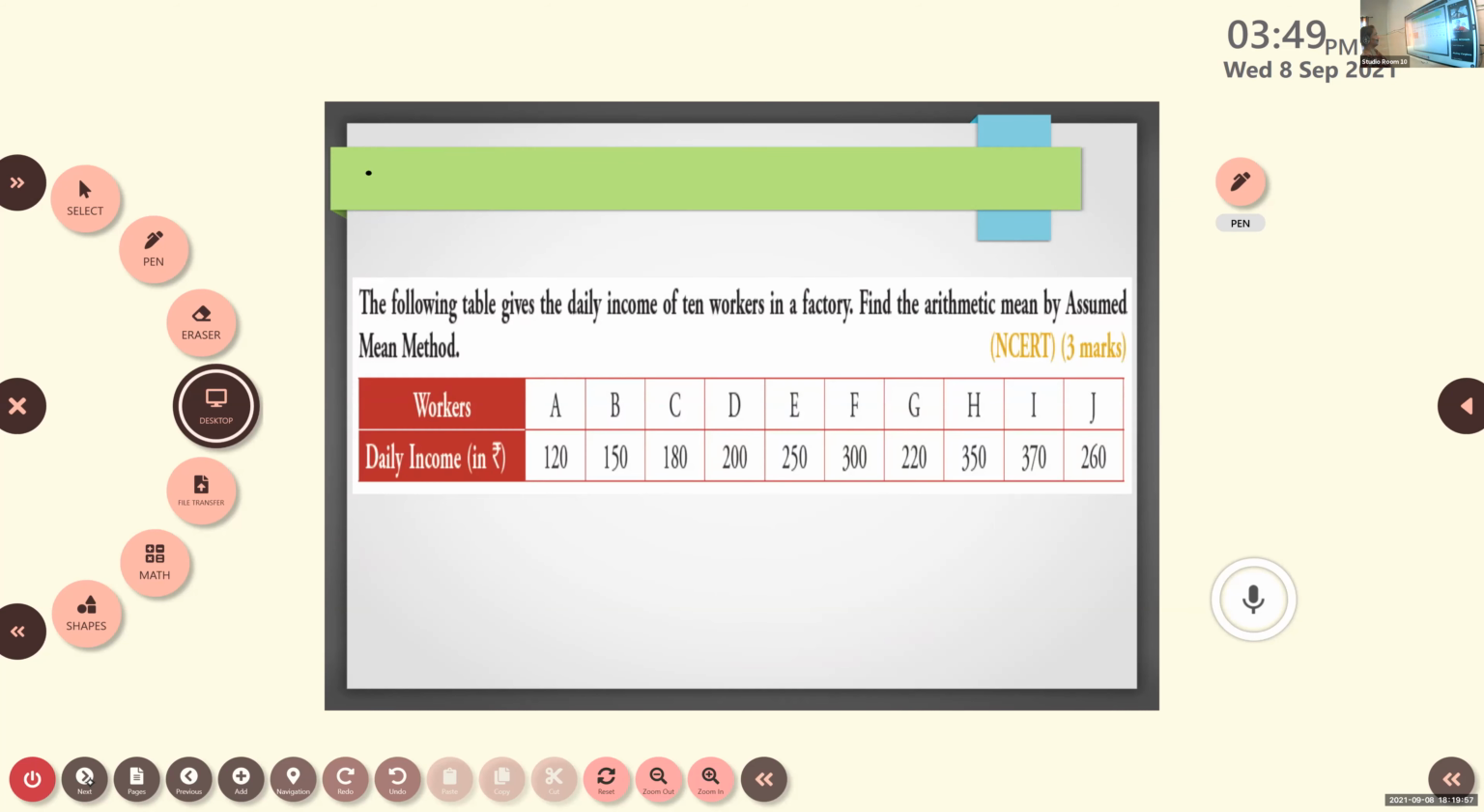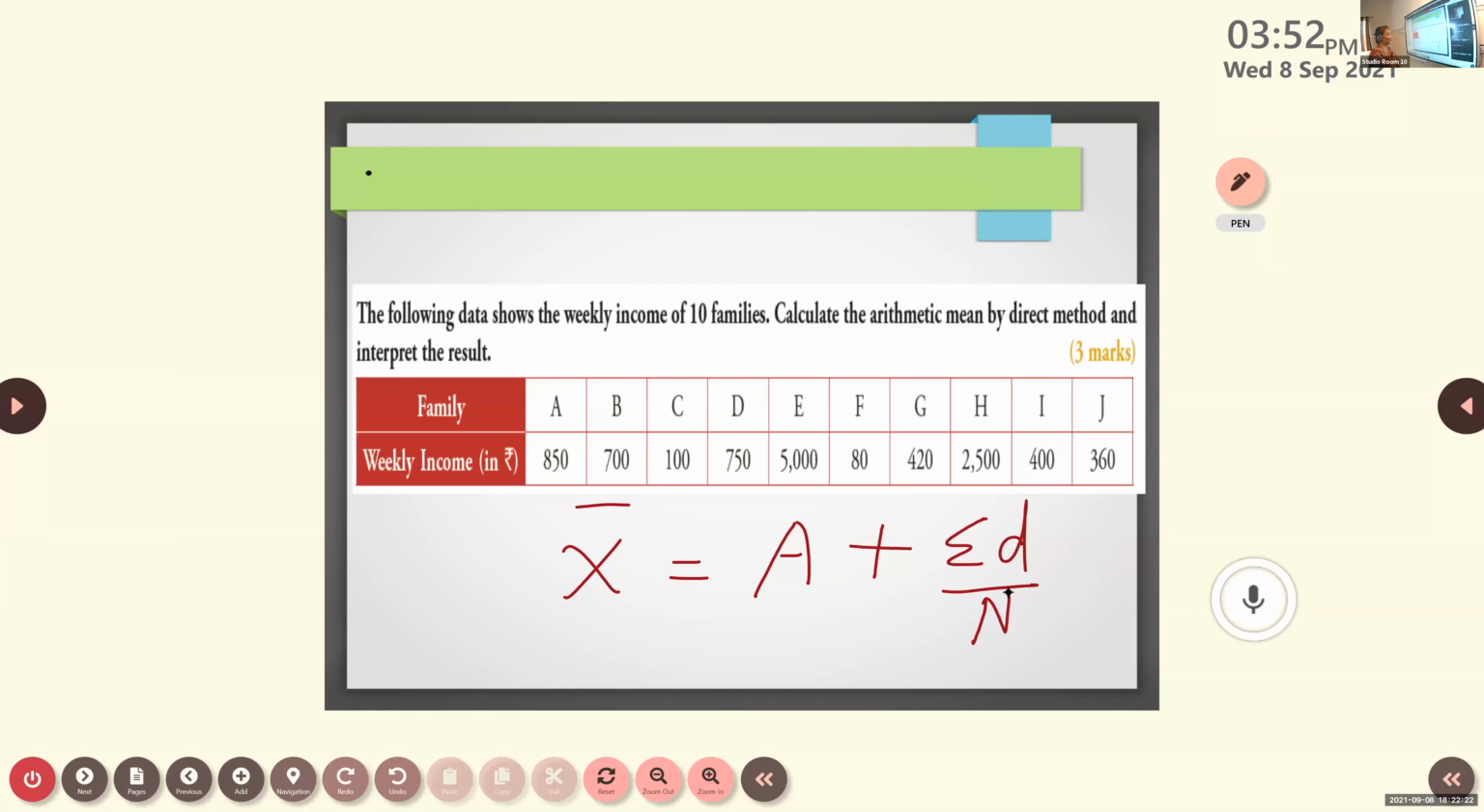Sanam, just listen. A plus sigma D by N, this is to get the mean through the assumed mean method. Now from these observations, one number we are assuming as the assumed mean. Now sigma D is equal to, what do we mean by D? That is X minus A. X is given; all these observations are given as X.